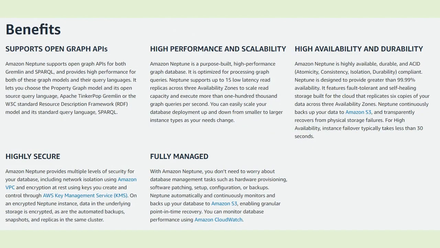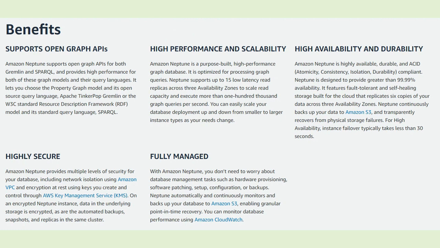Here are the huge benefits of using a graph database or Neptune GraphDB, because it supports an open graph API, which could be integrated with Gremlin, SPARQL, and different kinds of things. It provides high performance for both of these graph models and their query languages. It supports multiple query languages. It lets you choose the property graph model and its open source query language, Apache TinkerPop Gremlin, or the W3C standard Resource Description Framework, and more.